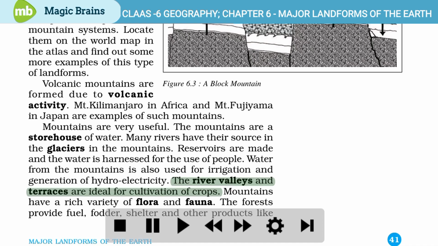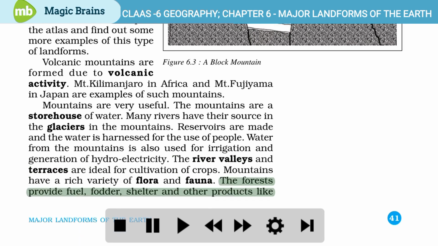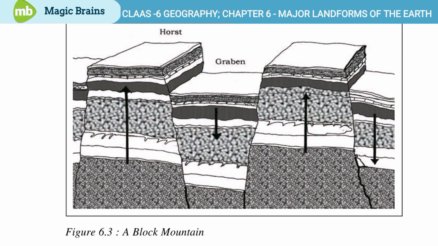The river valleys and terraces are ideal for cultivation of crops. Mountains have a rich variety of flora and fauna. The forests provide fuel, fodder, shelter, and other products. Figure 6.3 shows a block mountain. We can see a horst and a graben.